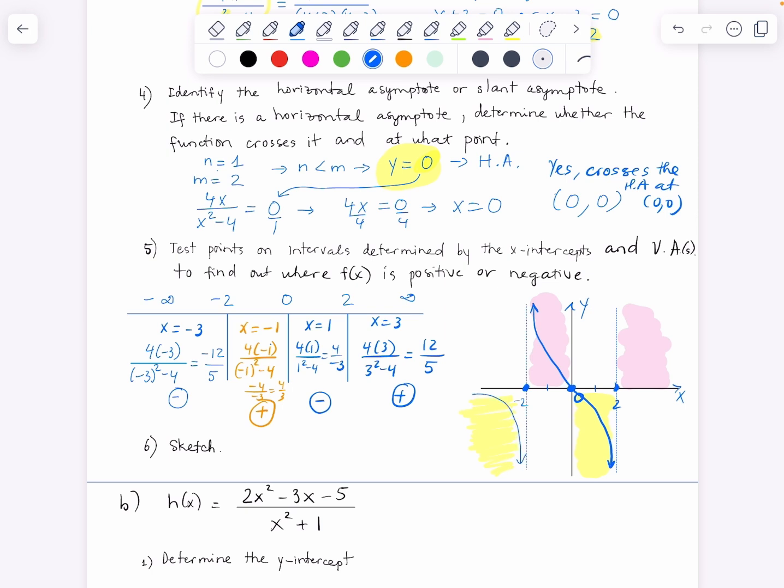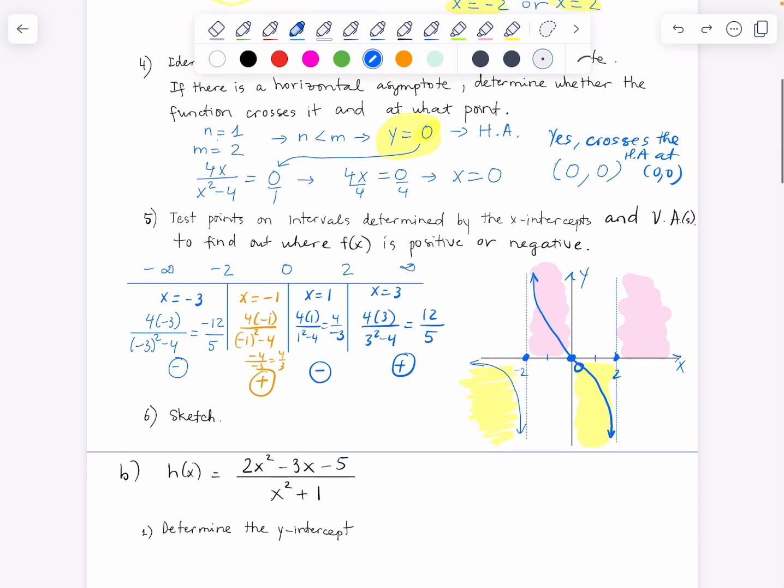There are multiple reasons why it can't cross over. One is we already determined that the graph has to be below the x-axis. Two is we determined that the graph will only cross the horizontal asymptote at the point 0, 0, but nowhere else. So therefore, it has to stay strictly below that x-axis.